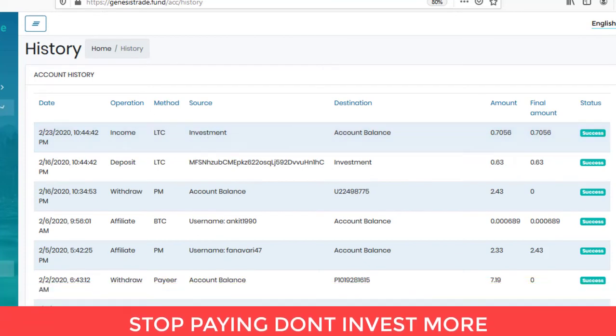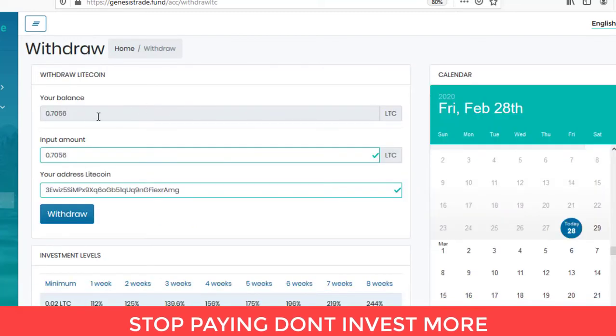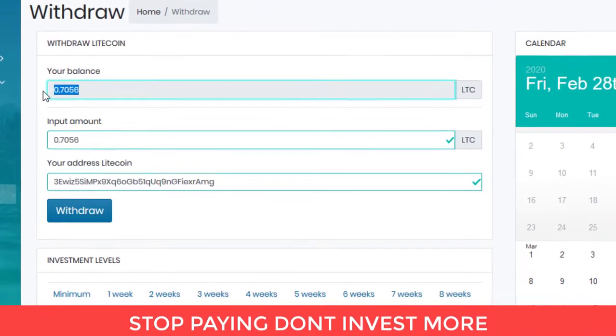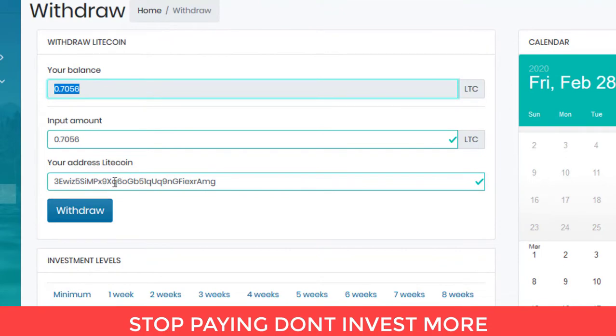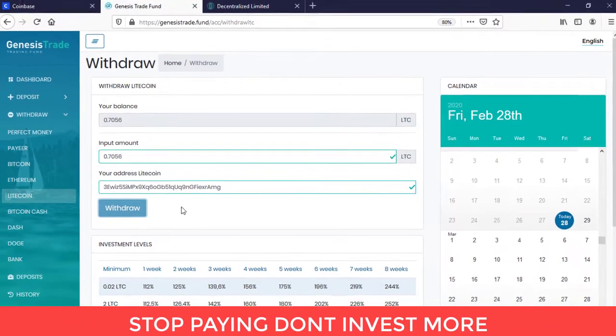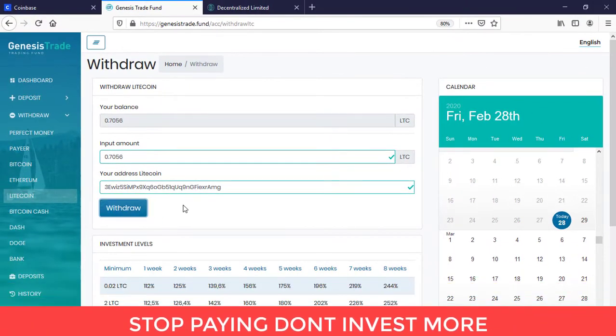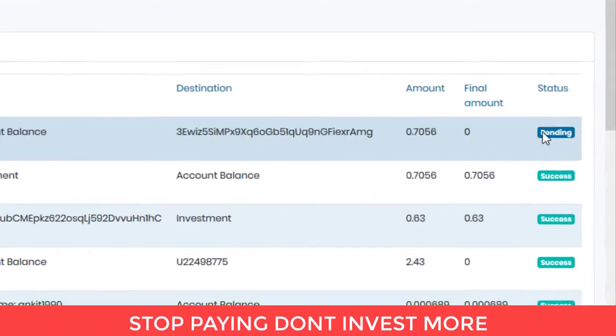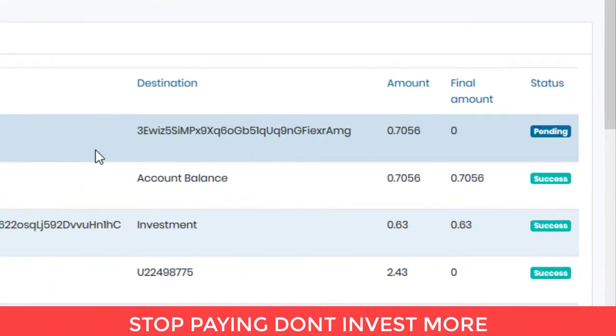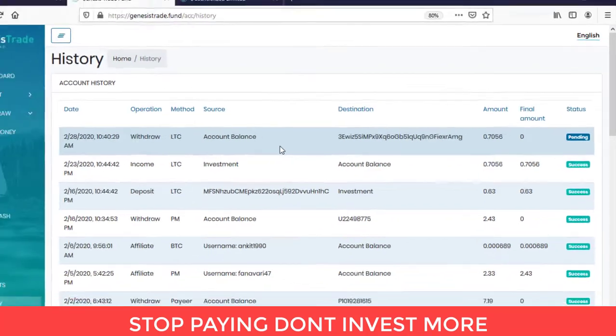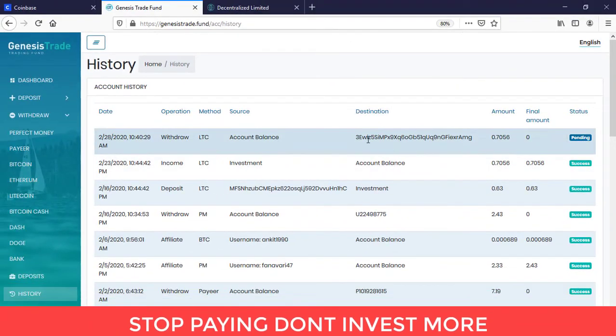I will try to withdraw again. Click on Litecoin. You can see my balance is 0.70506. My account is entered, click on withdraw fund. Let's see what happened now. You can see it goes to pending again. Withdrawal is manual and sometimes instant, but my request on 23 February 2020 was automatically cancelled by genesistrade.fund.